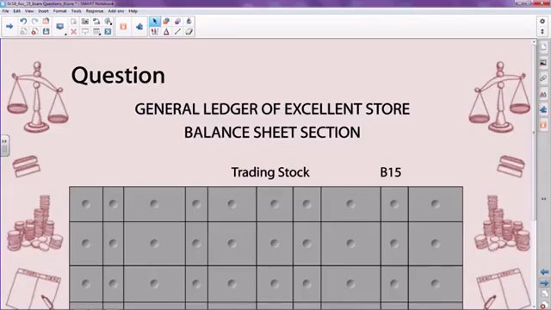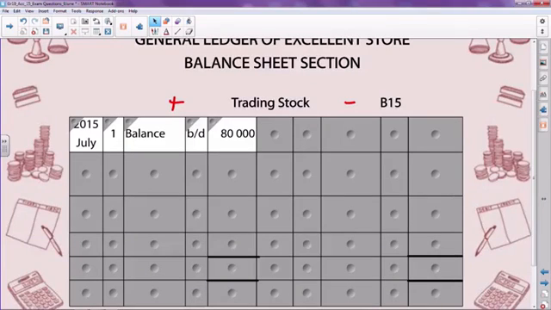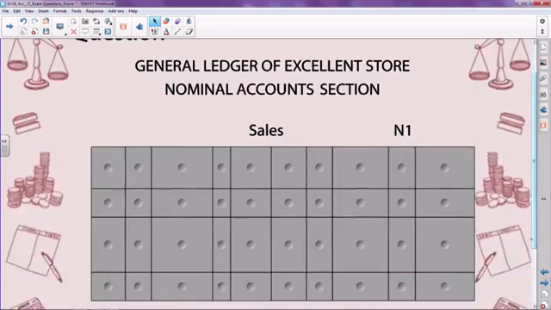Let's go look at trading stock. A trading stock, again, an asset. It will be plus minus. Let's go and see. Where's the balance? I place the balance on the debit side, and that will be 80,000. Then your sales. There is your sales. You see what I'm doing, guys? Sales is a minus plus. And then I need to go and show it on the plus side.